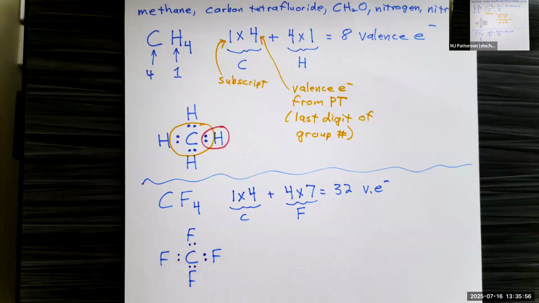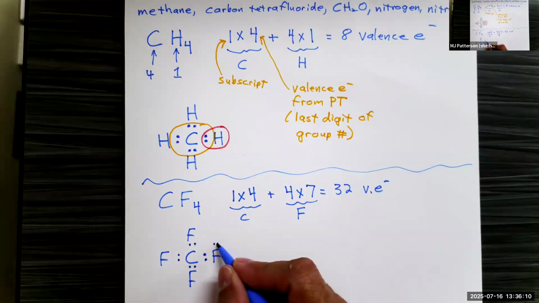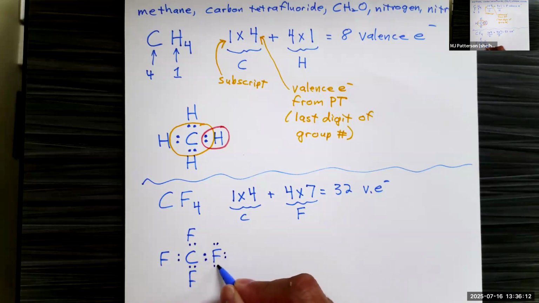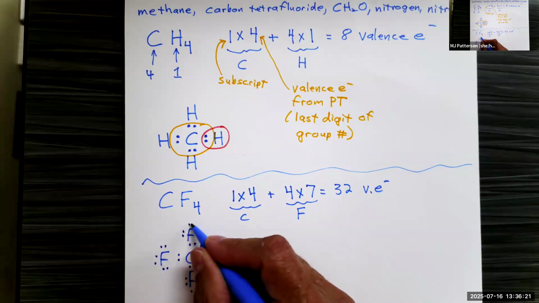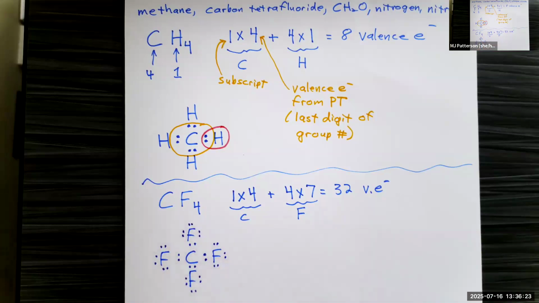Once we have the atoms glued together, the next thing is to make sure that all of the outer atoms have octets. So I'm going to go back and try to put 6 more electrons on each of the fluorines. I've already used 8. That'll be 10, 12, 14, 16, 18, 20, 22, 24, 26, 28, 30, 32. So that uses up all 32 valence electrons.